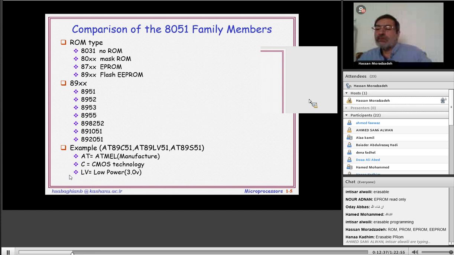ROM means read only memory. PROM means programmable ROM, one-time programmable but not erasable. EPROM means erasable PROM, erased by UV, ultraviolet, which may take about 10 or 20 minutes to erase the EPROM. But in E2PROM we have electrically erasable PROM.